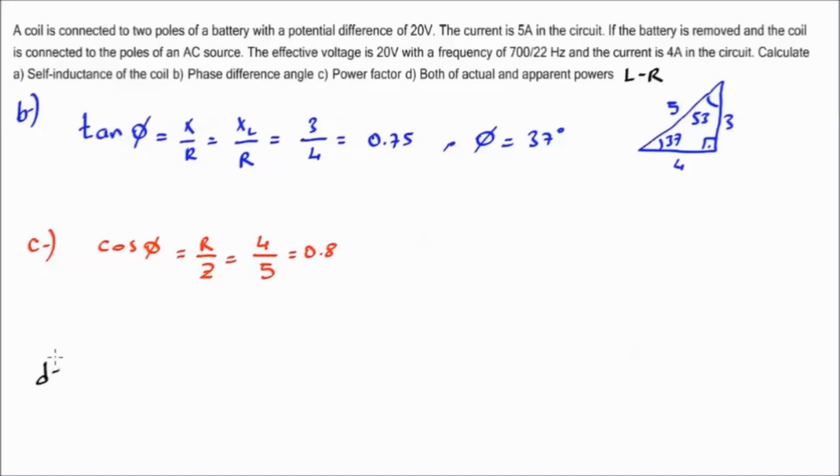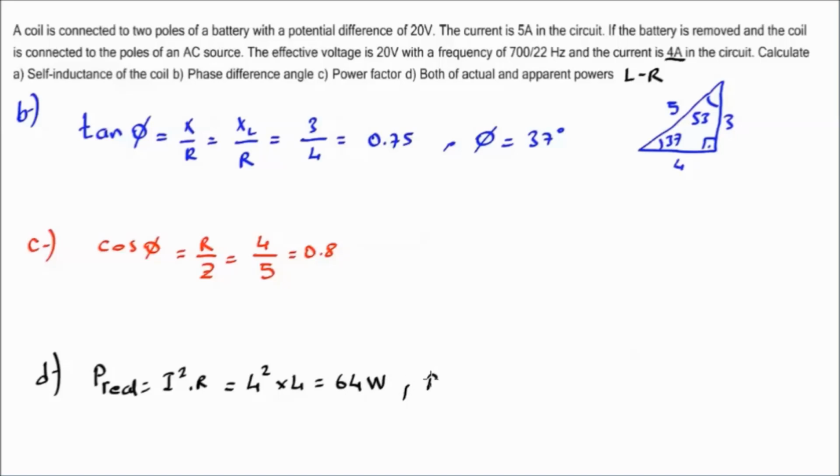Let's solve the D, and D says calculate both the actual and apparent power. P real equals I squared times R. I is 4 squared times 4. And which current are we going to use here? If you want to decide that, we have to use 4 ampere. Why? Now we are talking about the AC circuit. The information which is given about the battery is to calculate resistance. So the result is going to be 16 times 4, 64 watt.